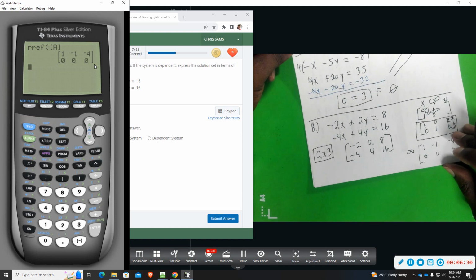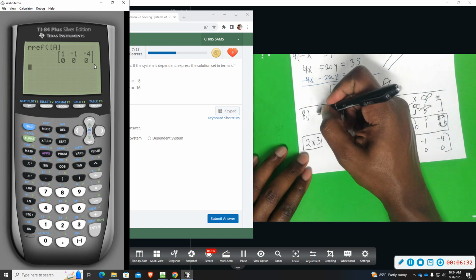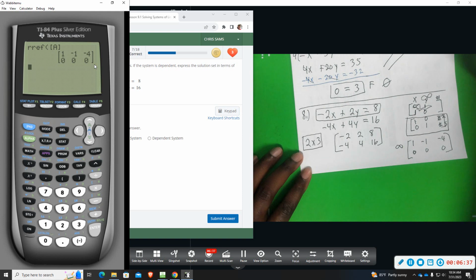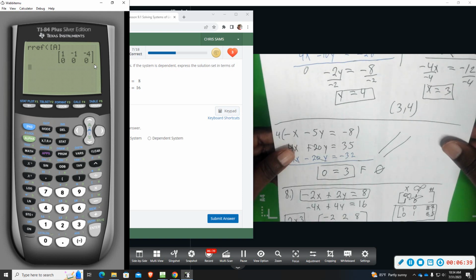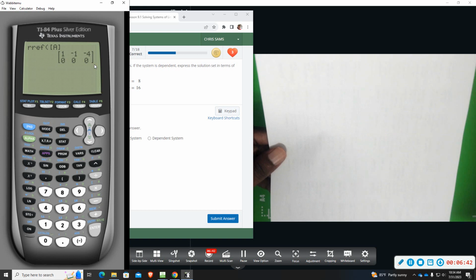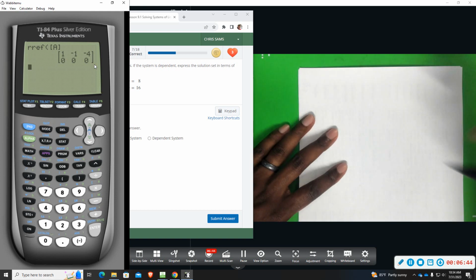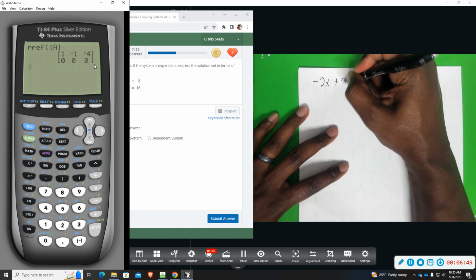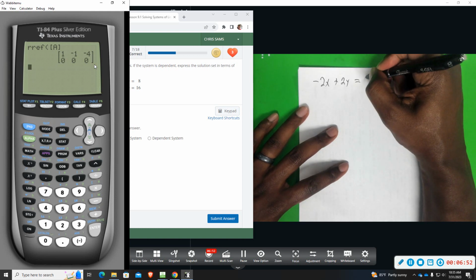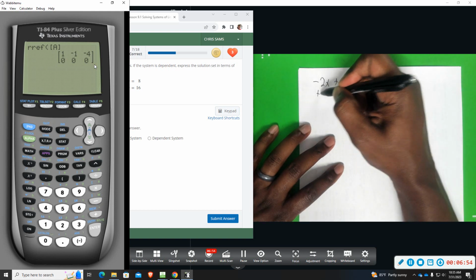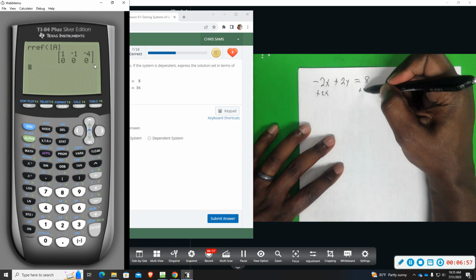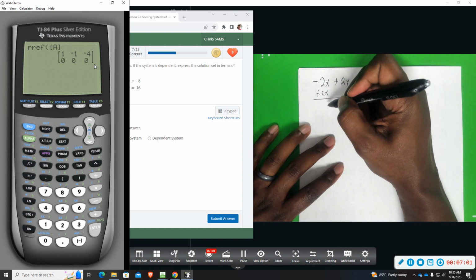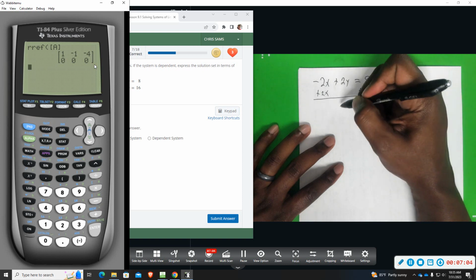So what I'm going to do is I'm going to solve this top equation. I'm going to put it in y equals form this time. So I've got to do that on a separate page. Negative 2x plus 2y equals 8. I'm running out of room there. So negative 2x plus 2y equals 8. I'm going to solve for y. So I'm going to add 2x to both sides.